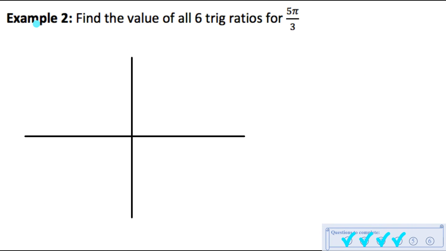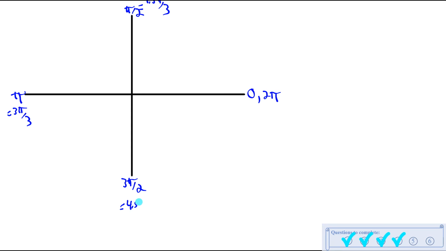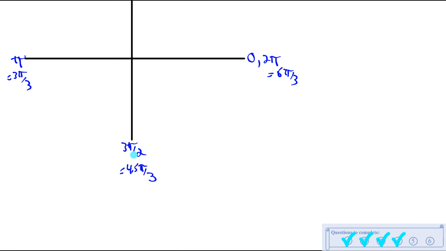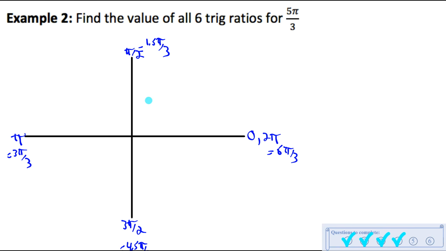We're almost done. Example 2 says find the value of all 6 trig ratios for 5 pi over 3. So let me start by labeling my angles. And if you can't see that 5 pi over 3 is in quadrant 4, I could rewrite these angles with the denominator of 3. So this would be 1.5 pi over 3. This is 3 pi over 3. This is 4.5 pi over 3. And this is 6 pi over 3. So 5 pi over 3 is between 4.5 pi over 3 and 6 pi over 3.